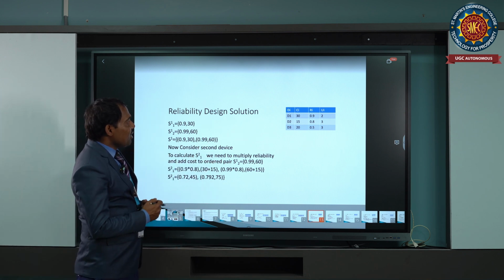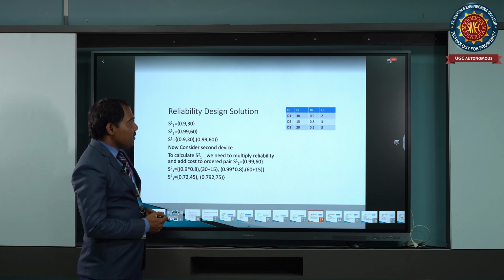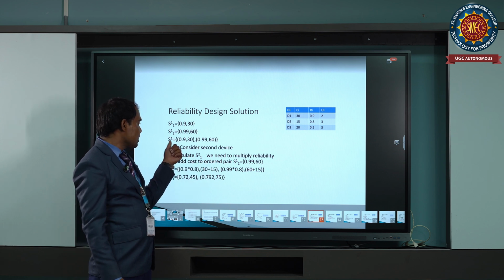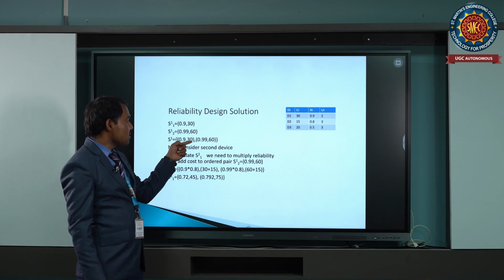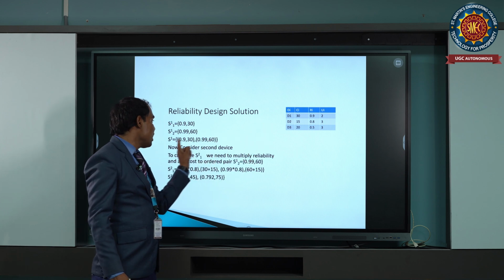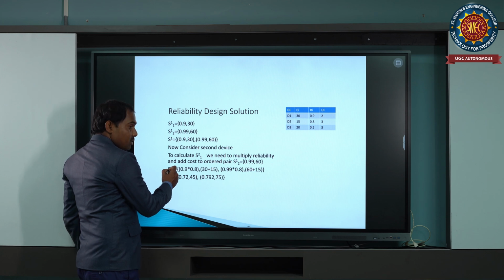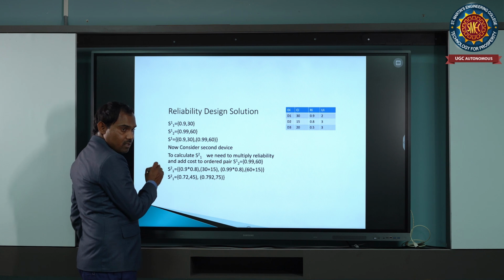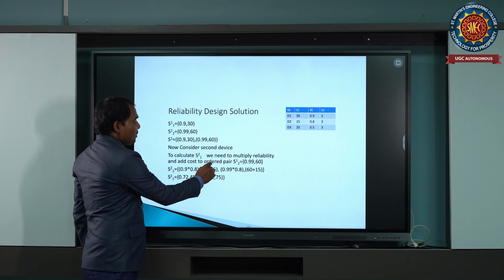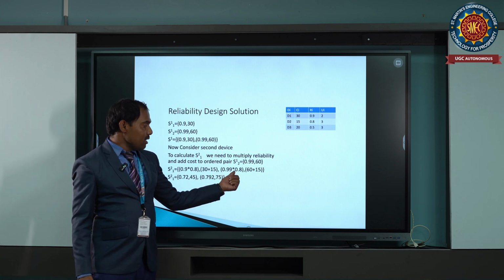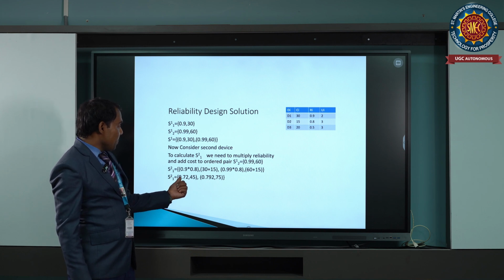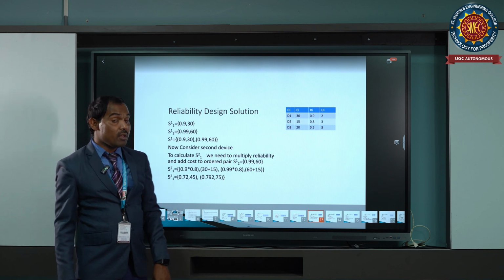Now we consider the second device, with cost 15 and reliability 0.8. How are we going to calculate that? We take the first set and multiply its reliabilities by the second device reliability, and add the cost to S1. So here S2 means the second device, first copy. So 0.9 into 0.8 is 0.72, with cost 30 plus 15, which is 45 rupees. And 0.99 into 0.8 is 0.792, with cost 75 rupees.